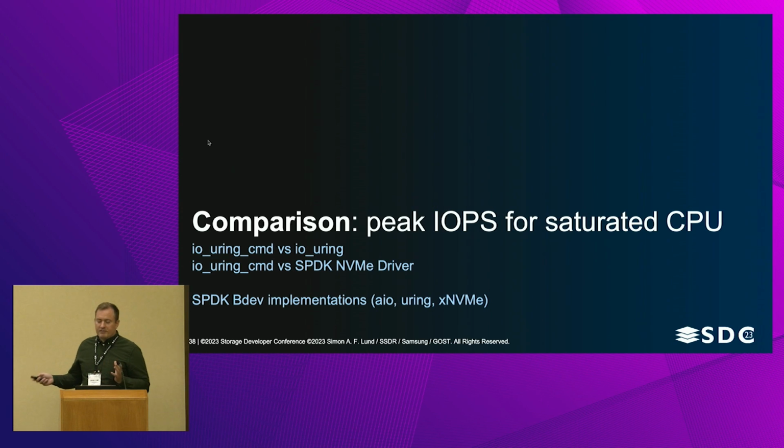Great. So with all of that in place, we get to take a look at how this performs, with raw benchmarks on peak IOPS for a saturated CPU. We want to look at a saturated CPU to see how many IOPS we can squeeze out of a system on a single physical core, as that's the best expression of how efficient a given interface is. We'll be looking at iouring and iouring command, and iouring command versus the SPDK NVMe driver. And then we'll look at the integration of this into SPDK.